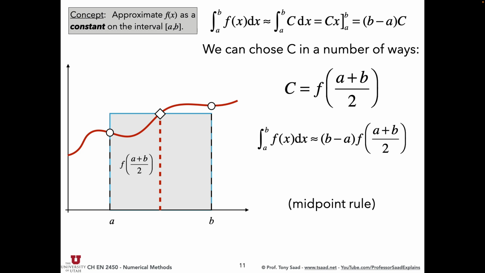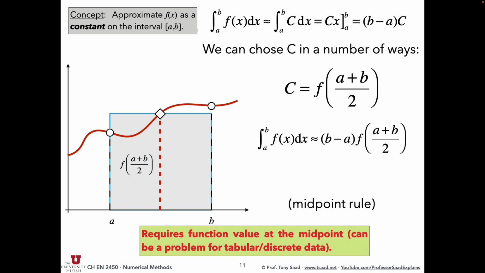Now, there's a little caveat here that will become a problem when we are dealing with discrete data. Here we're dealing with continuous functions that you can evaluate anywhere. So you have f of x, so you can evaluate f of a, f of b, f of a plus b over 2. You can evaluate it anywhere you want because you know f of x. When you choose the midpoint, you need to be able to evaluate the function at that midpoint. This will not be the case with discrete data. We will worry about that once we get there. These are going to be our first 3 approximations for functions.